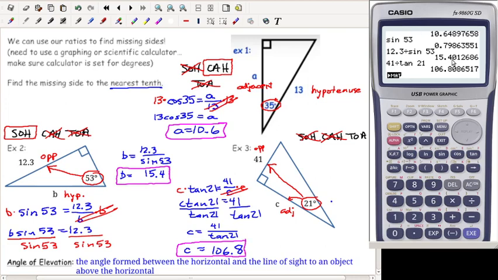So your calculator gives you the decimal approximation of the ratio between the sides for any known angle.